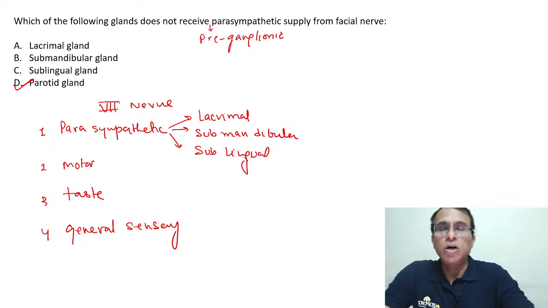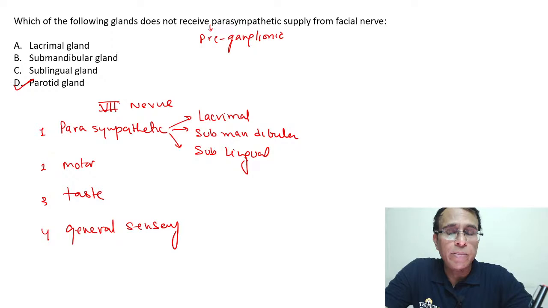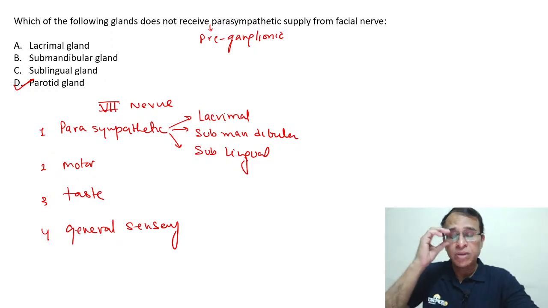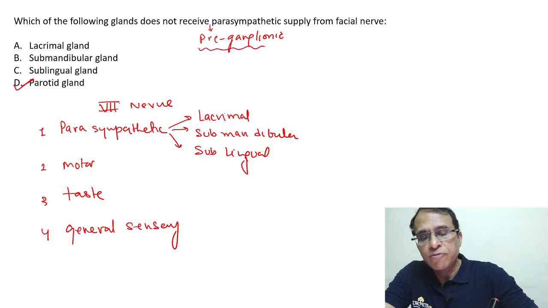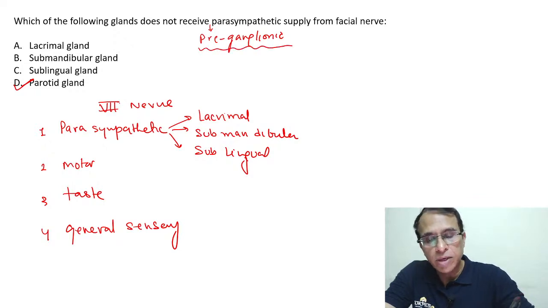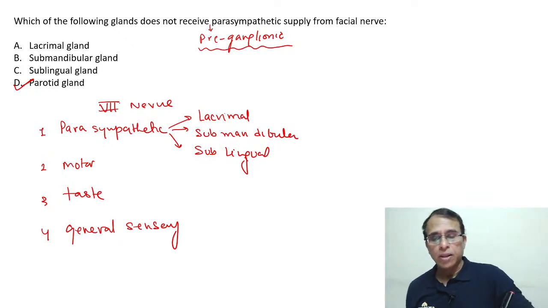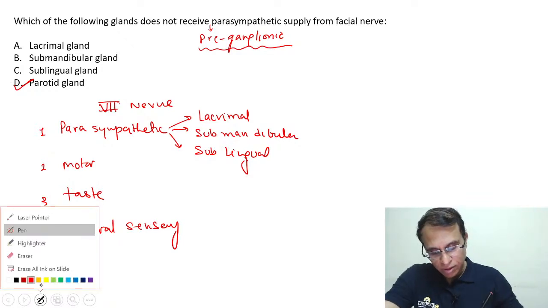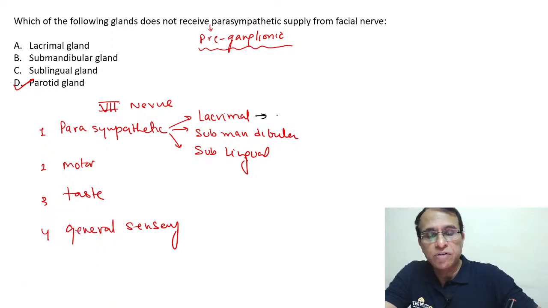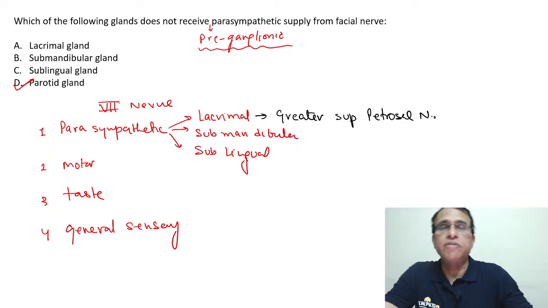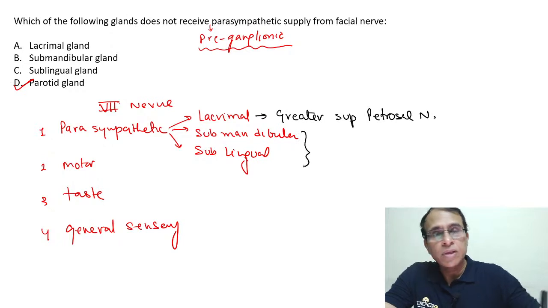Of course, these are all preganglionic because post-ganglionic fibers of parasympathetic are always carried by a branch of the trigeminal nerve. It has to be one of the branches of the trigeminal, right? So these are the 3, and lacrimal gland receives the supply from a branch of the facial nerve called greater superficial petrosal nerve. Now, greater superficial petrosal nerve is the first branch of the facial nerve, and this is the one that supplies the lacrimal gland, whereas these 2 glands receive the preganglionic parasympathetic from which branch of the facial nerve? From chorda tympani.